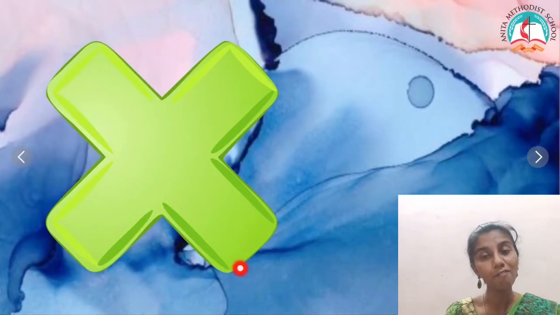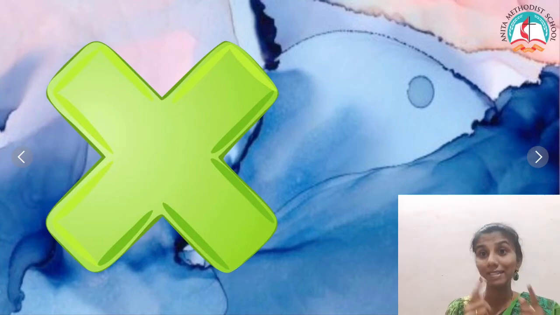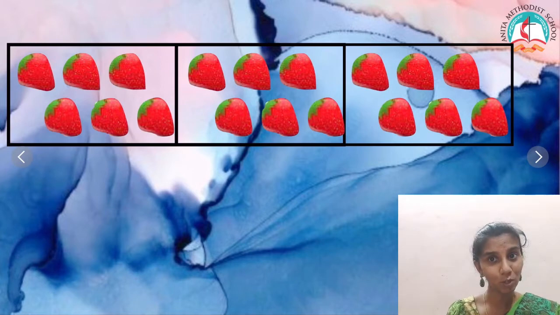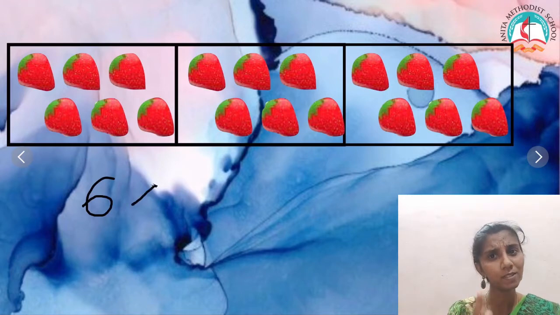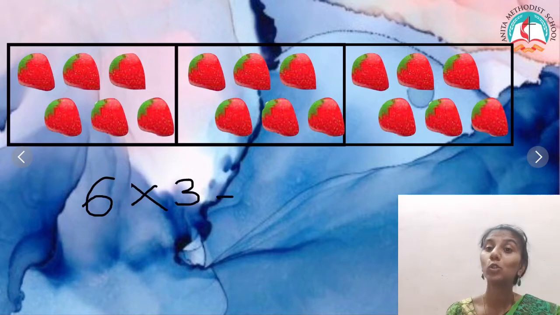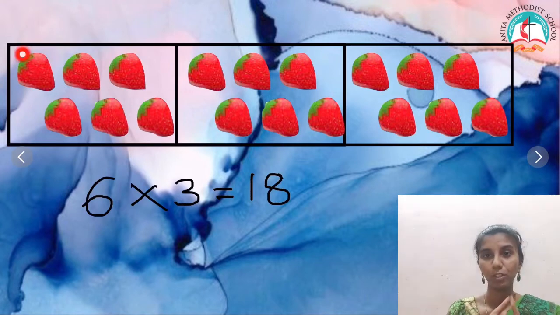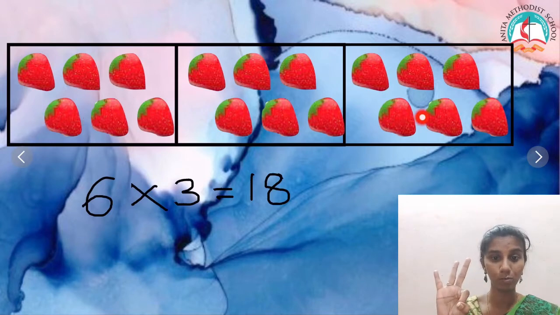This is the symbol of multiplication. So we'll look at this. Can we see the same picture? Okay. How many strawberries are there? 6. So we'll write 6 there. How many boxes are there? Yes, 3 boxes. So 6 into how many boxes? 3. So we'll write 3 equal to 18. Okay, that box is called a group. One box is called a group. So how many groups are there? We have 3 groups. Okay, shall we see one more example?